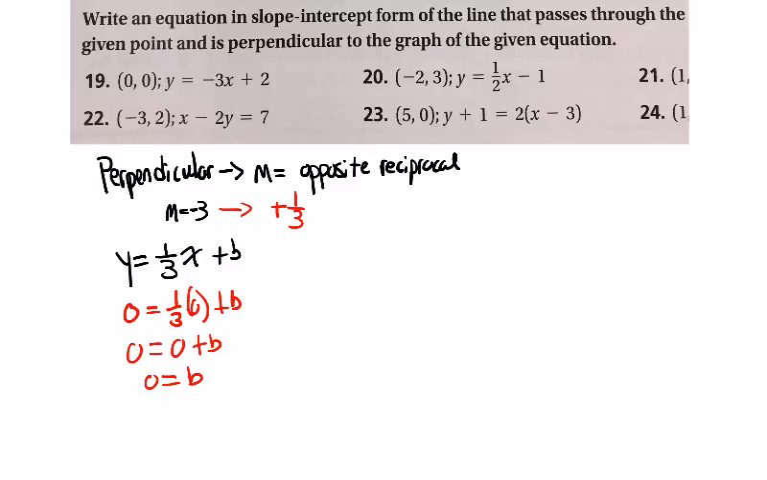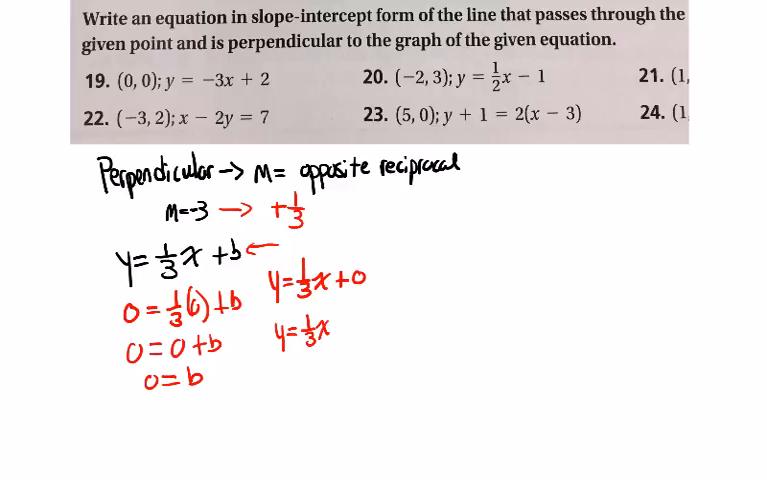So now we go back into our equation, which is originally y equals 1/3 x plus b, but now we know what b is. b is 0. So we write our equation as y equals 1/3 x plus 0. That is our answer. Of course, as we've talked about before, adding 0 to something doesn't change it, so I can write this in a simpler version, which is just y equals 1/3 x.